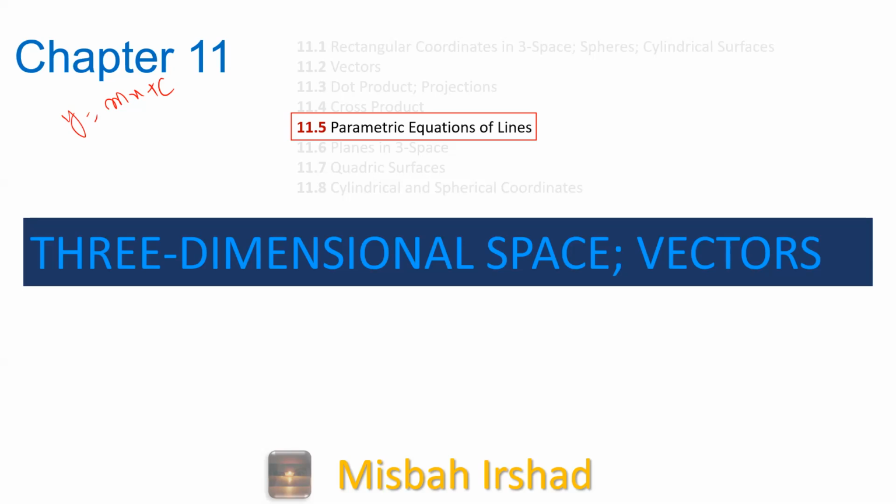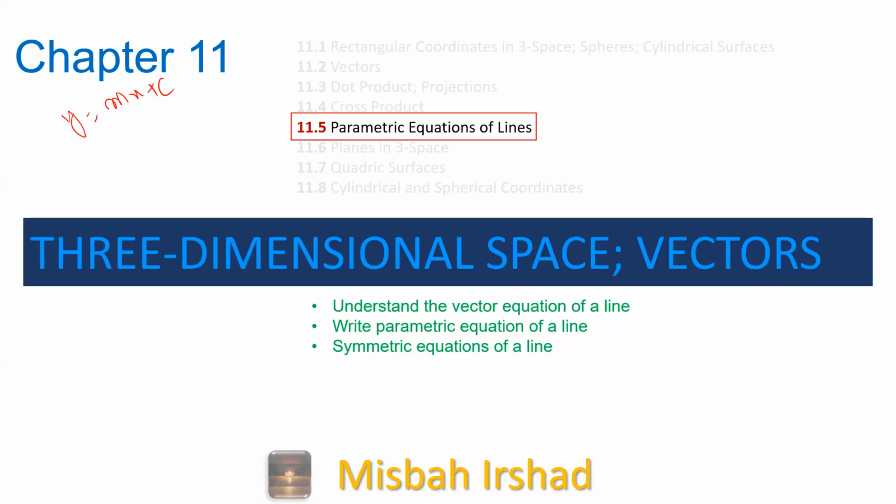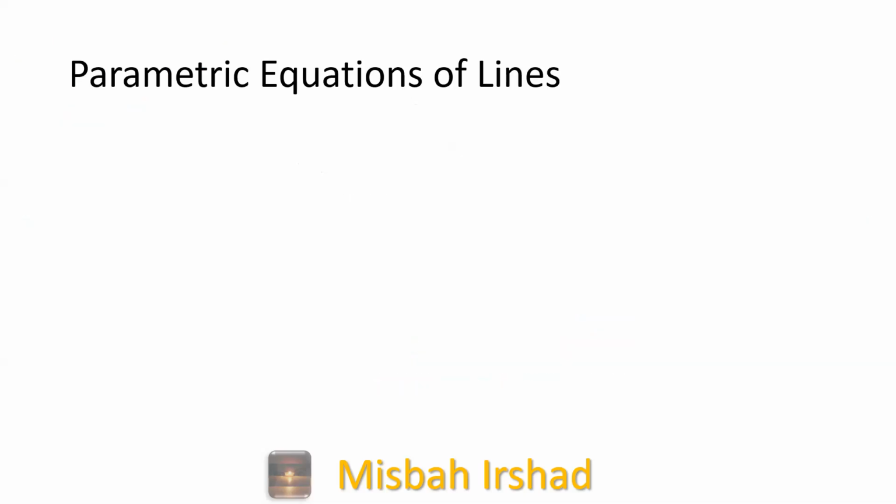So by the end of this lesson, you'll be able to understand the vector equation of a line, parametric equation of a line, symmetric equations of a line, and determine whether a point lies on a line and find the intersection of two lines. So let's start. We'll be covering section 11.5 in this video, which is parametric equations of lines.